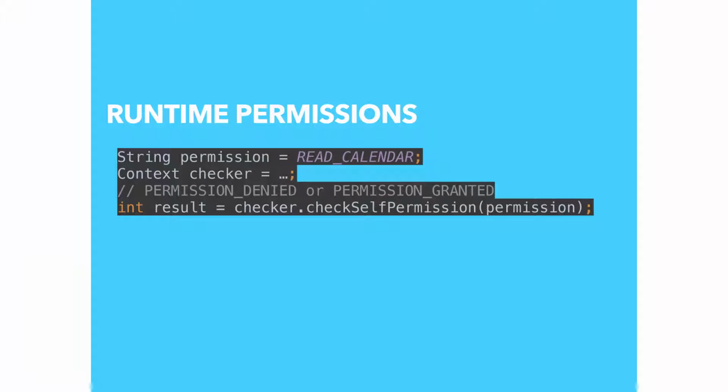So runtime permissions, here's the basics. All the permissions are just simply strings, and there's a method on context in 23 that's just called checkSelfPermission, and you can simply check if you have it or not, and you're either going to get permission denied or permission granted.